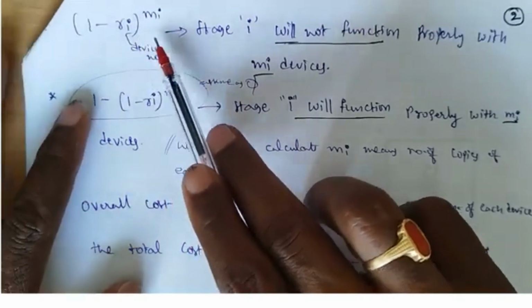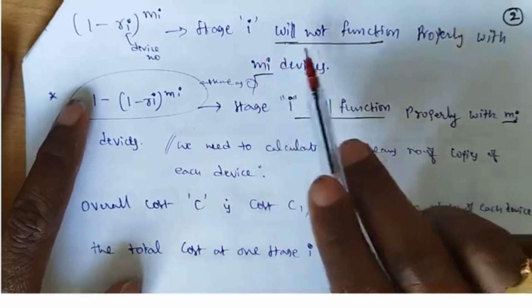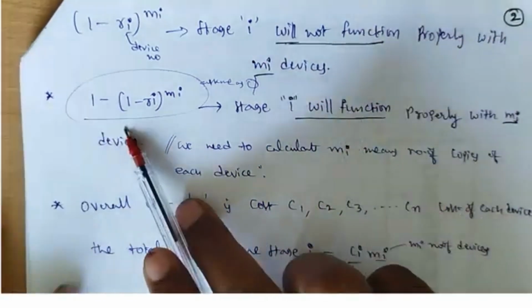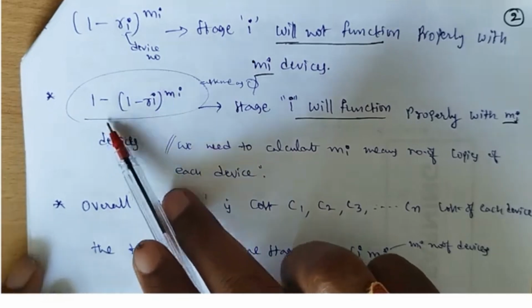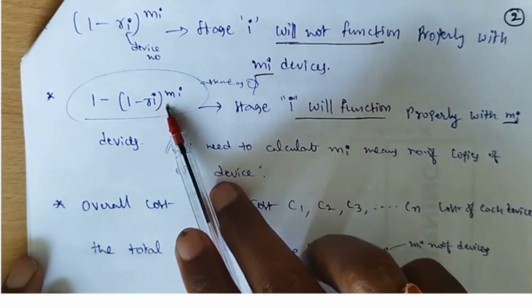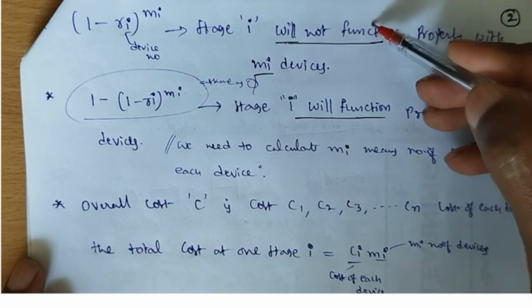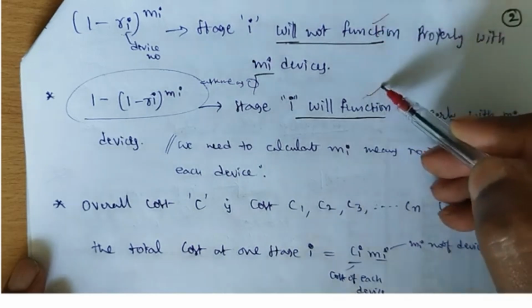(1 minus Ri) whole power Mi is the probability that stage i will not function properly with Mi devices. Then 1 minus (1 minus Ri) whole power Mi is the probability that stage i will function properly. Here not function, here function properly.